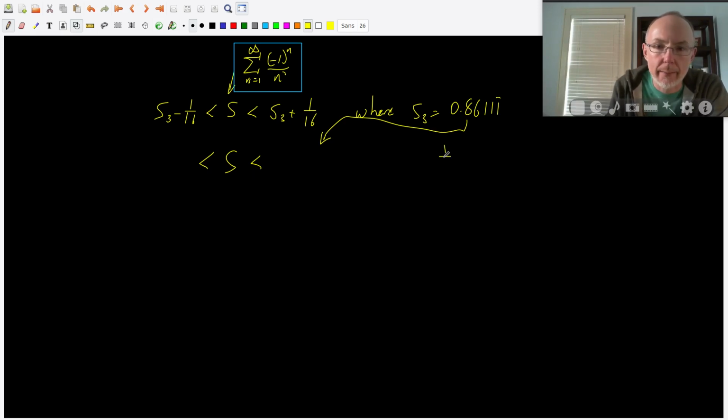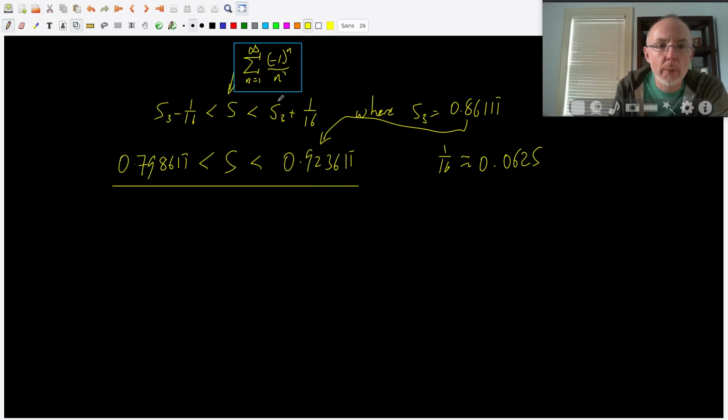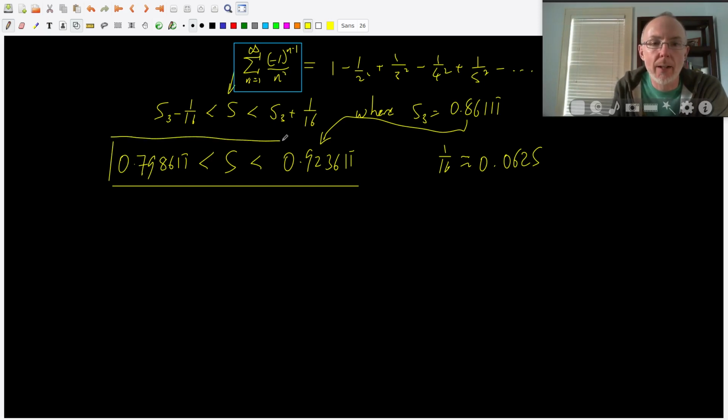And 1/16th is about 0.0625. In fact, that's exactly what it is. So when I add them together, we've got a limit on the value of this total sum. What I find is a number between, well, pretty close to 0.80 and 0.9234, whatever that value is. So I know that my value for the total sum is going to lie between those.